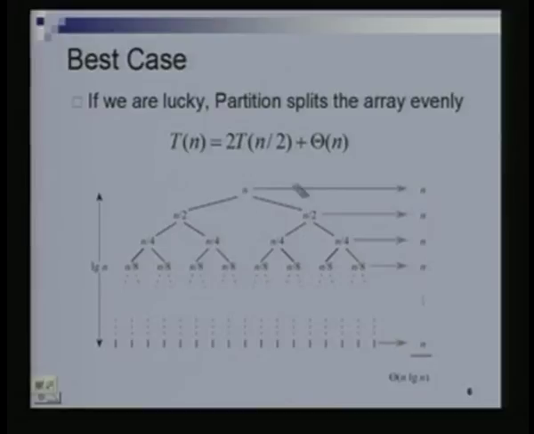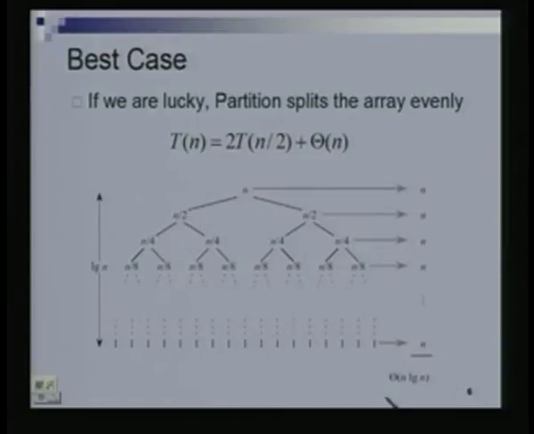So in effect, in each level of this tree that I have drawn in this manner, I am taking order n time to do the partition. And how many levels are there in this tree? Log n, because eventually you will end up with 1 and there would be log n such levels.